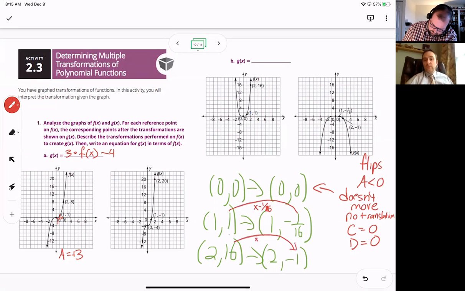That's a times -1/16, not an x -1/16. That's a times, just so you guys know. So that's the a value, -1/16 of f of x.